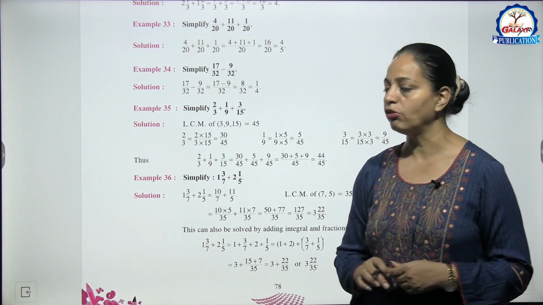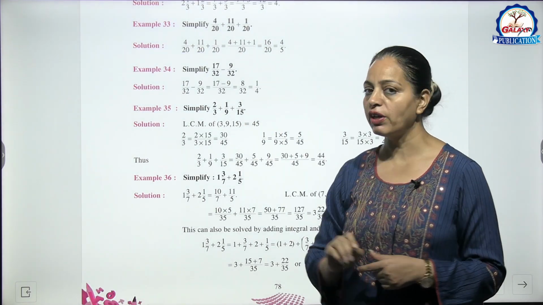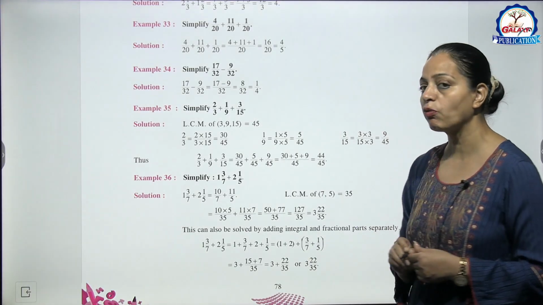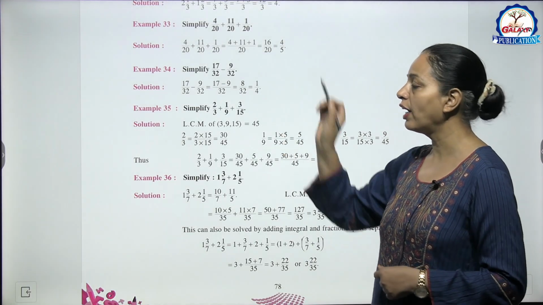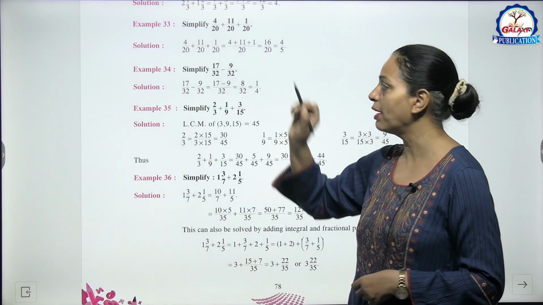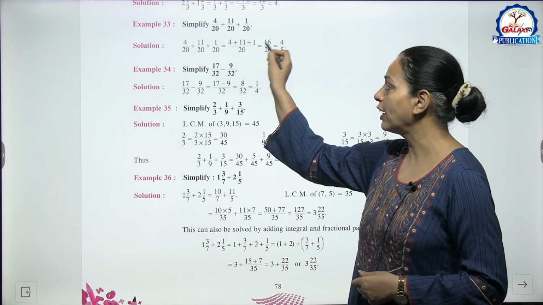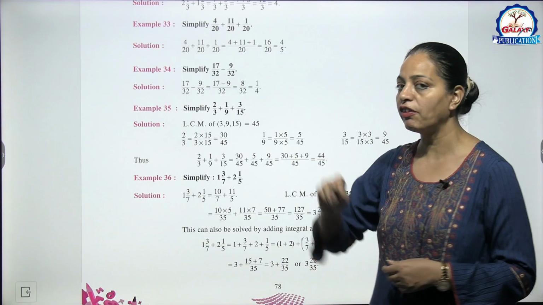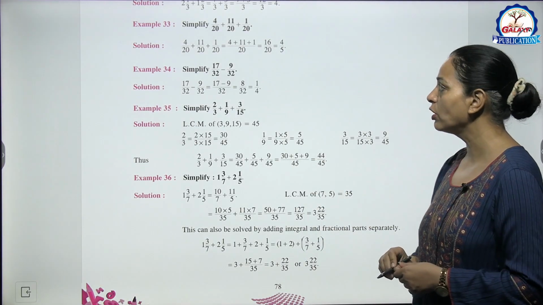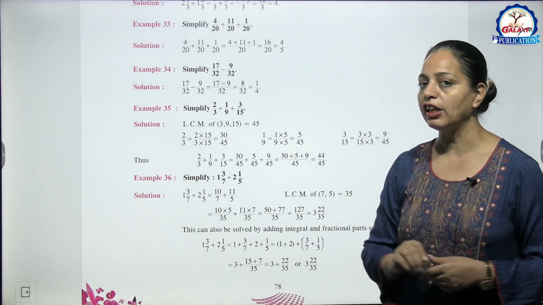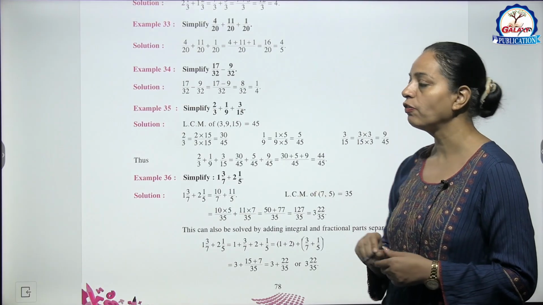Now example 33, simplify 4 by 20 plus 11 by 20 plus 1 by 20. All are like fractions. Take the LCM. LCM is 20. So add the numerators. 4 plus 11 plus 1, 16 upon 20. दोनों cancel कर देंगे 4 से, 4 upon 5.